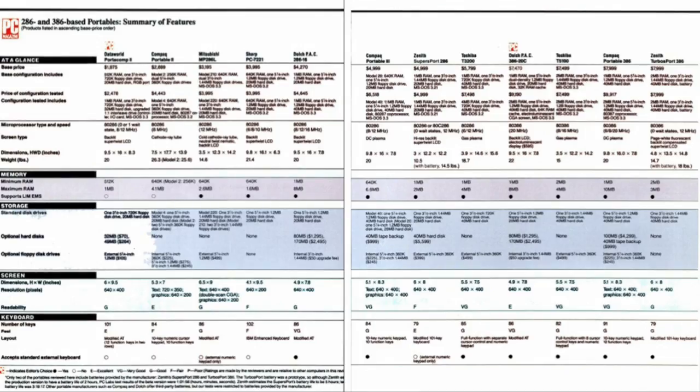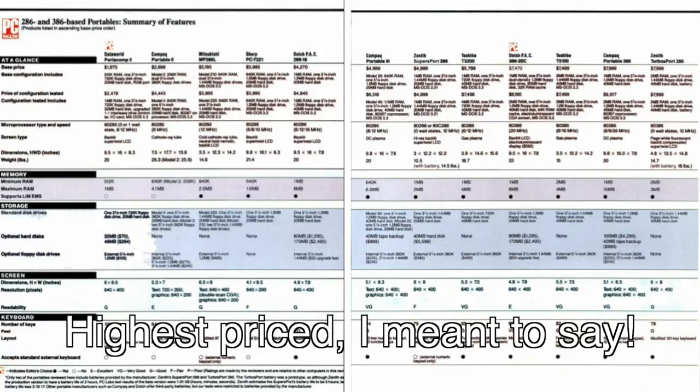I'm just showing scans from a 1988 edition of PC Magazine, showing the Toshiba and how it compares to some of the other systems that were available at the time. I think it's the second or third highest system in this roundup, but it definitely comes to the table with the specs.